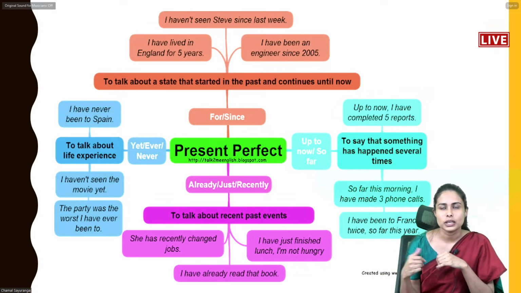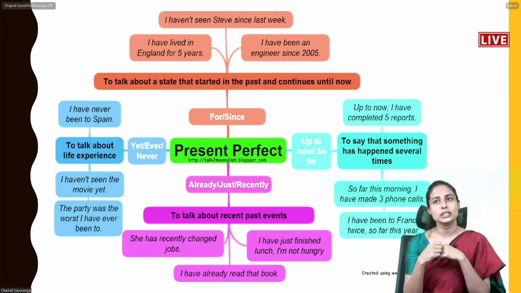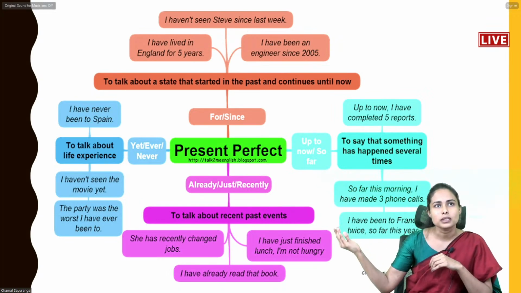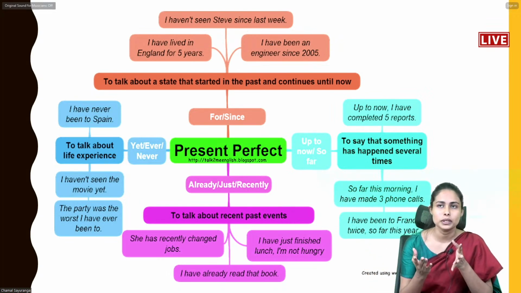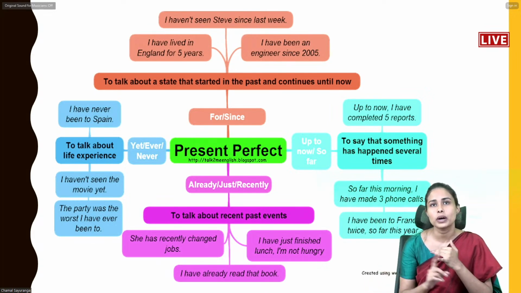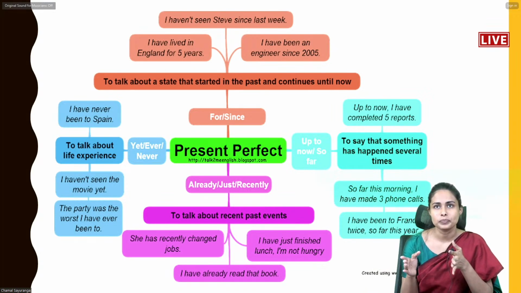And then the next usage, to say that something has happened several times. That means from the past up to this point, something has happened several times. For example, up to now, I have completed 5 reports. Here the important thing is we want to emphasize the result, not the action, or when we started the action. We are emphasizing the result itself. I have completed 5 reports. I am focusing on the 5 reports, the result, right?